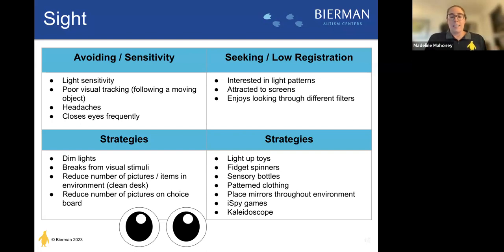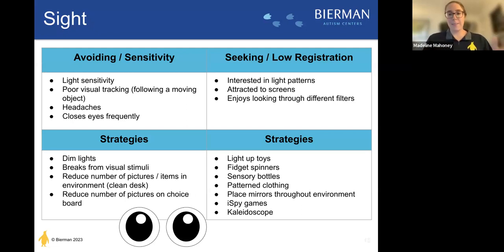So say they have either a visual schedule or just like a board of items that they like to choose from. If there's like 20 options on there, that's a lot to look through, and that can be a little bit overwhelming. So maybe putting 4 or 5 pictures on there, reducing the number of items they have to look through so they can tell you what they would like to do.